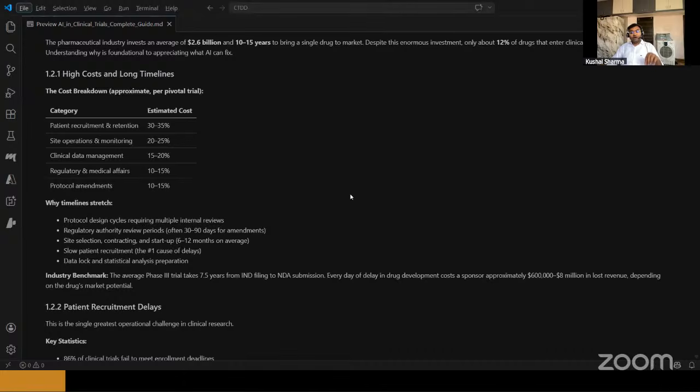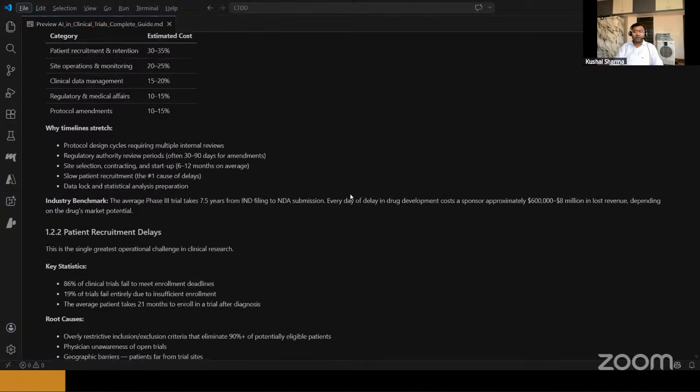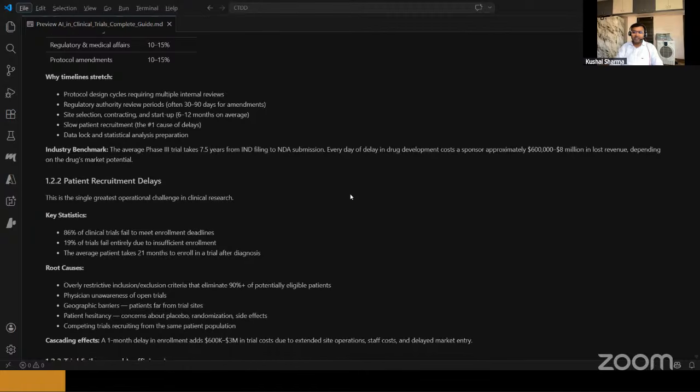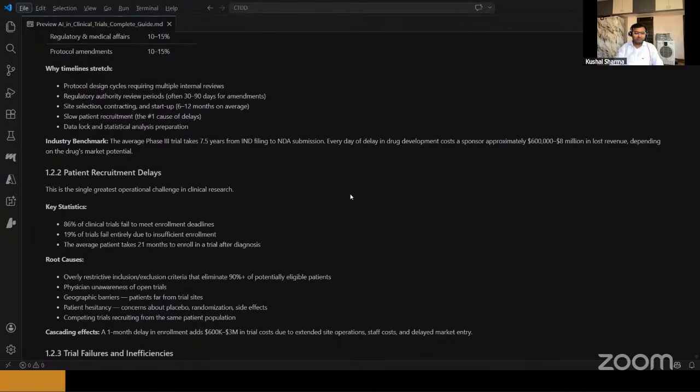So every day of delay in drug development costs a sponsor approximately $600,000 to $8 million lost in revenue, depending on the drug's market potential. So understand the loss as well for the sponsor. Sponsor is that company which is sponsoring the trials. So it requires sponsors as well because it's a huge cost.